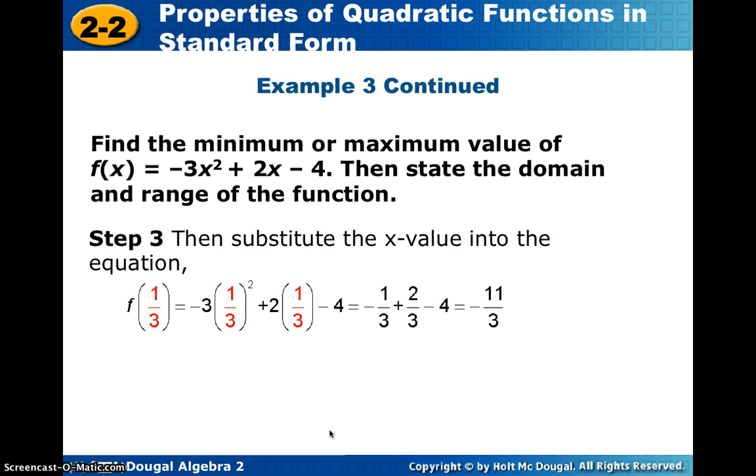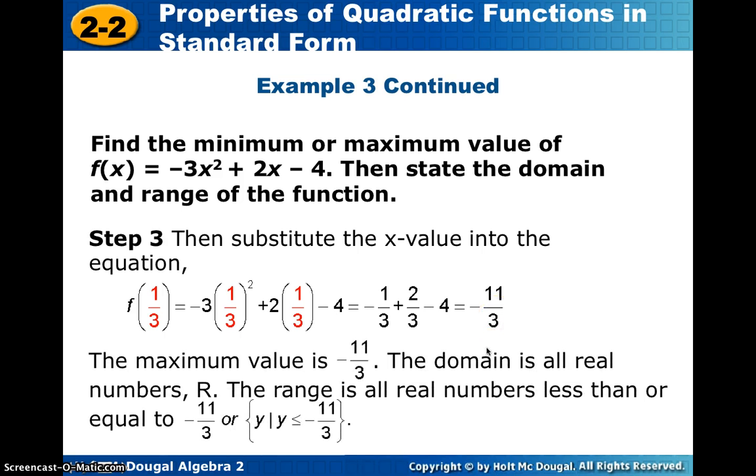Now if we plug 1/3 into the function, we can get our y value. We plug 1/3 in, and we get, in this particular case, -11 over 3. That means that the maximum value is negative 11 over 3. The domain is all real numbers, and the range is all real numbers less than or equal to negative 11 over 3.